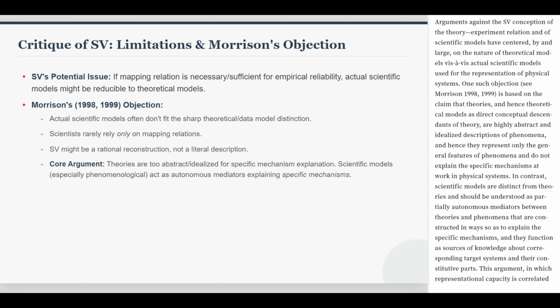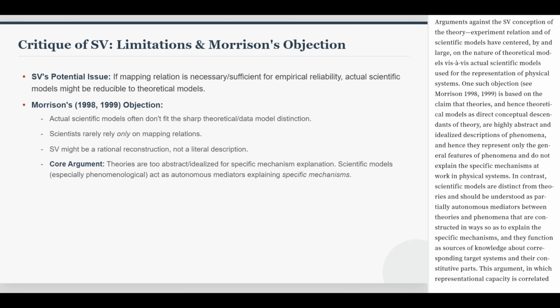But here's the rub. What if this mapping relation is the only way a model can be considered representational? Then, any scientific model we actually use would either have to be identical to a theoretical model or somehow reduced to it. Does that sound right? Enter philosopher Margaret Morrison, who raises a crucial objection. She points out that in real life, science rarely operates with such a clean split between purely theoretical models and data models. Scientists don't just sit there checking if their fancy theoretical model maps perfectly onto the data model. Morrison argues that the semantic view, while insightful, might be more of a rational reconstruction, a nice logical formulation, rather than a description of how science actually works.